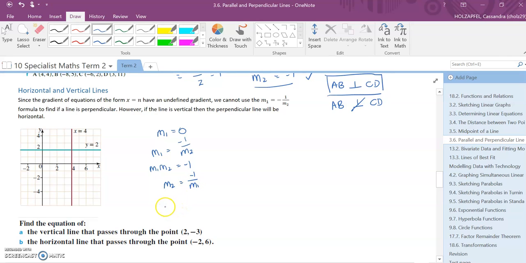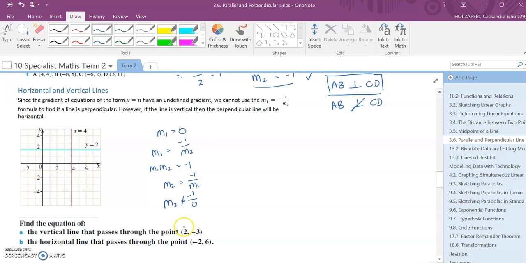Now let's substitute in our values. I know that the gradient of that line is going to be 0. So M2 is equal to negative 1 divided by 0. We can't do that. We can't divide by 0. So now we're starting to see the problem with just assuming that we can dump stuff into a formula. We've got to be a little bit smarter about it.